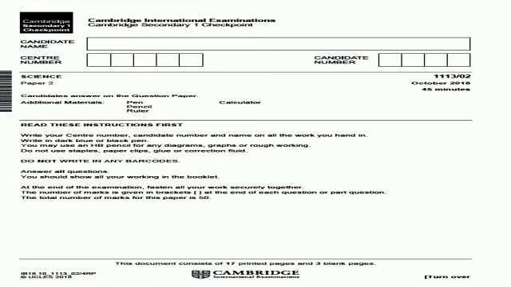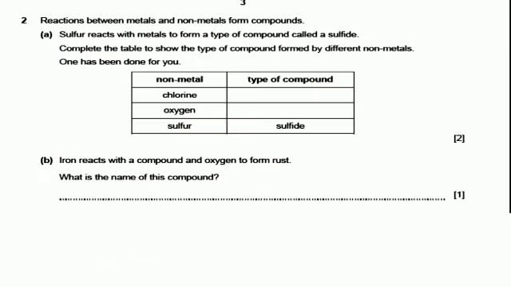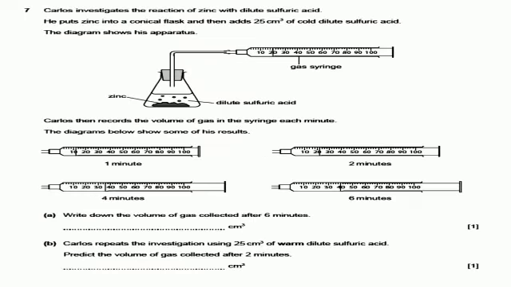Paper 2. Question 2a. Complete the table to show the type of compound formed by different nonmetals. Chlorine will form chloride. Oxygen will form oxide. Question B. Iron reacts with a compound and oxygen to form rust. What is the name of this compound? It will be water.